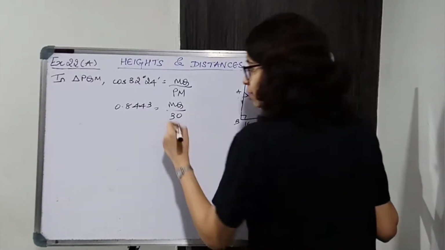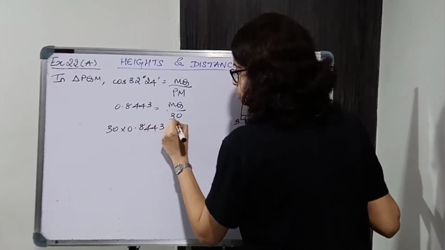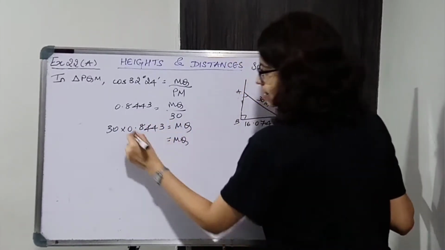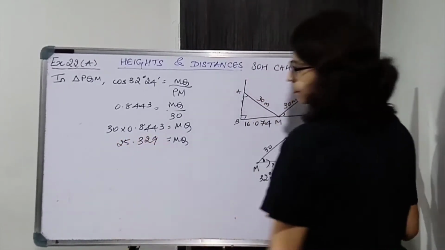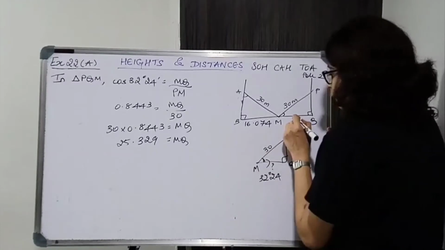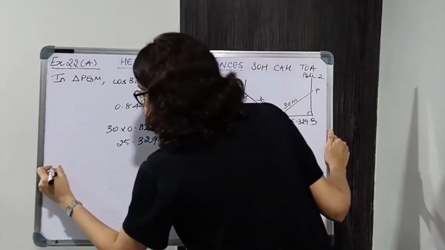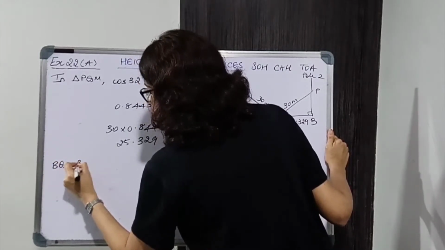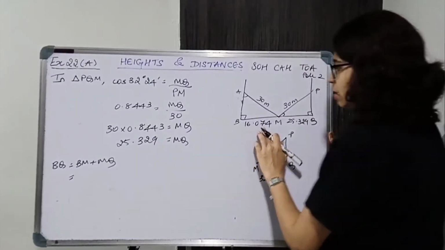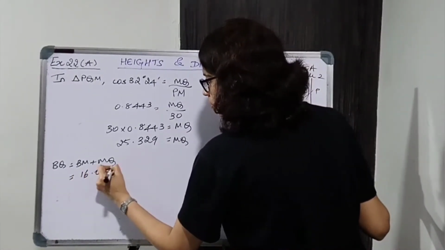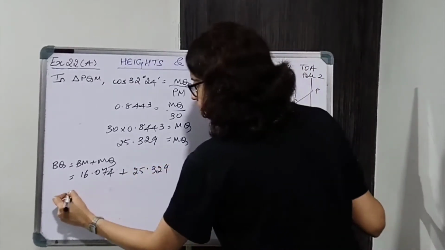All right, we'll shift this. So 30 into 0.8443 is equal to MQ. Let's multiply this. So this is 25.329. Okay, so we found this. We just need to add. So BQ is equal to BM plus MQ. BM is equal to 16.074. MQ is equal to 25.329. Let's add.